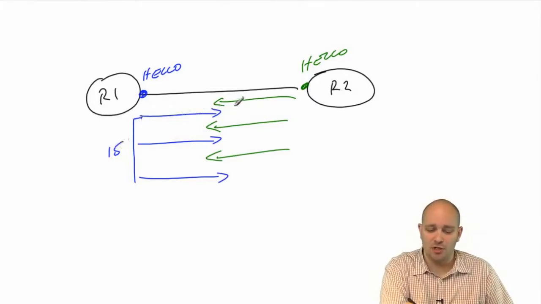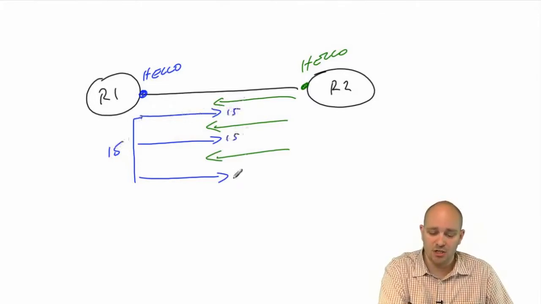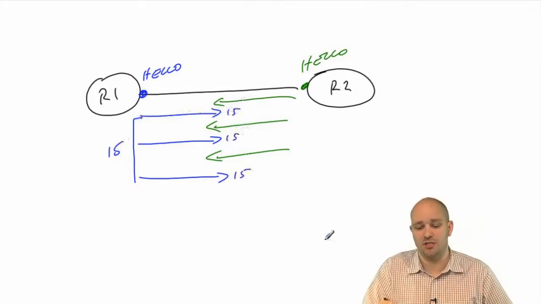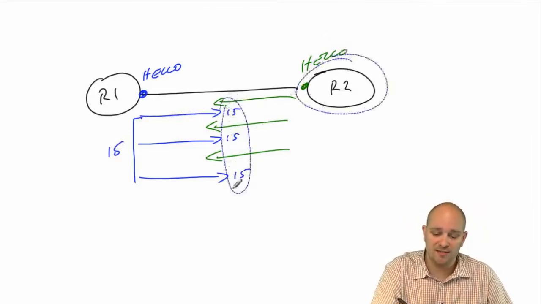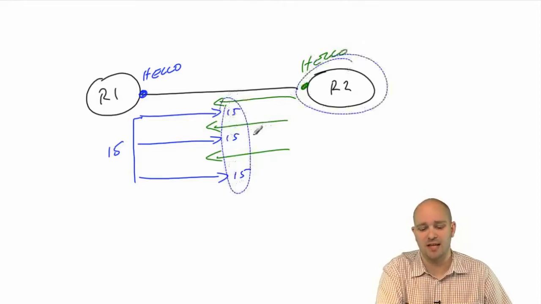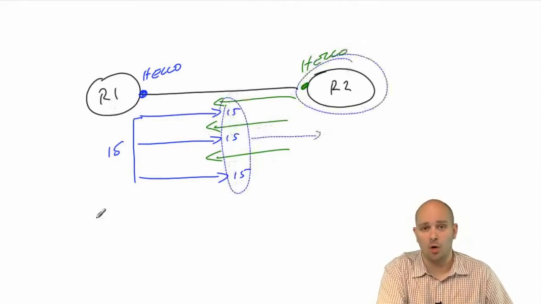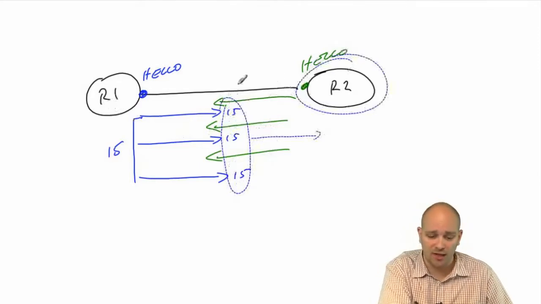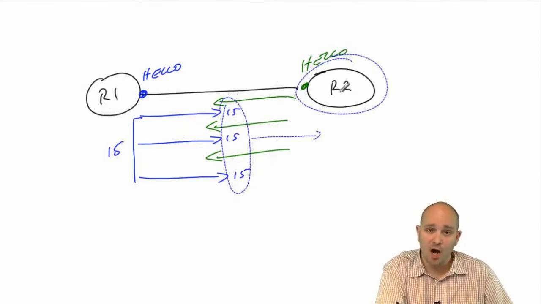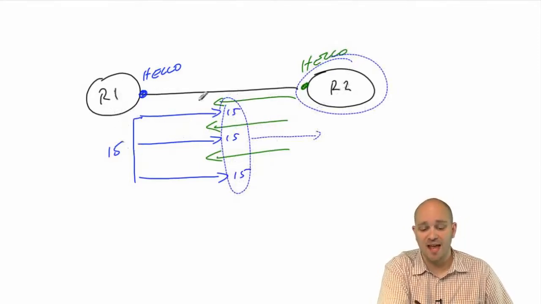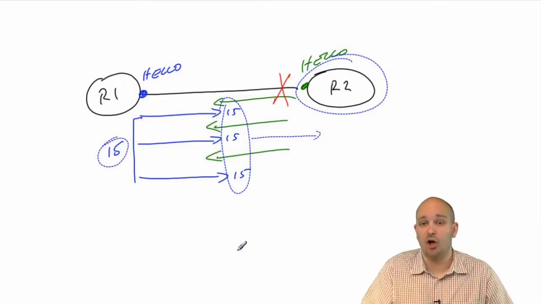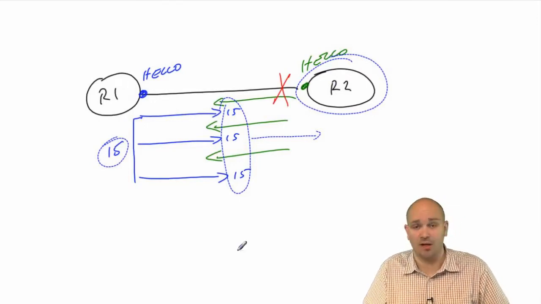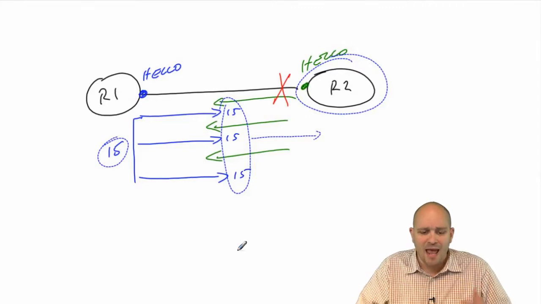This information will be communicated in each and every one of these hello messages, which means that R2 is going to use this information received in hello messages to determine whether R1 is alive or not on this segment. If R2 does not receive any hello messages from R1 in 15 seconds, R2 is going to declare this relationship as broken, as non-operational.